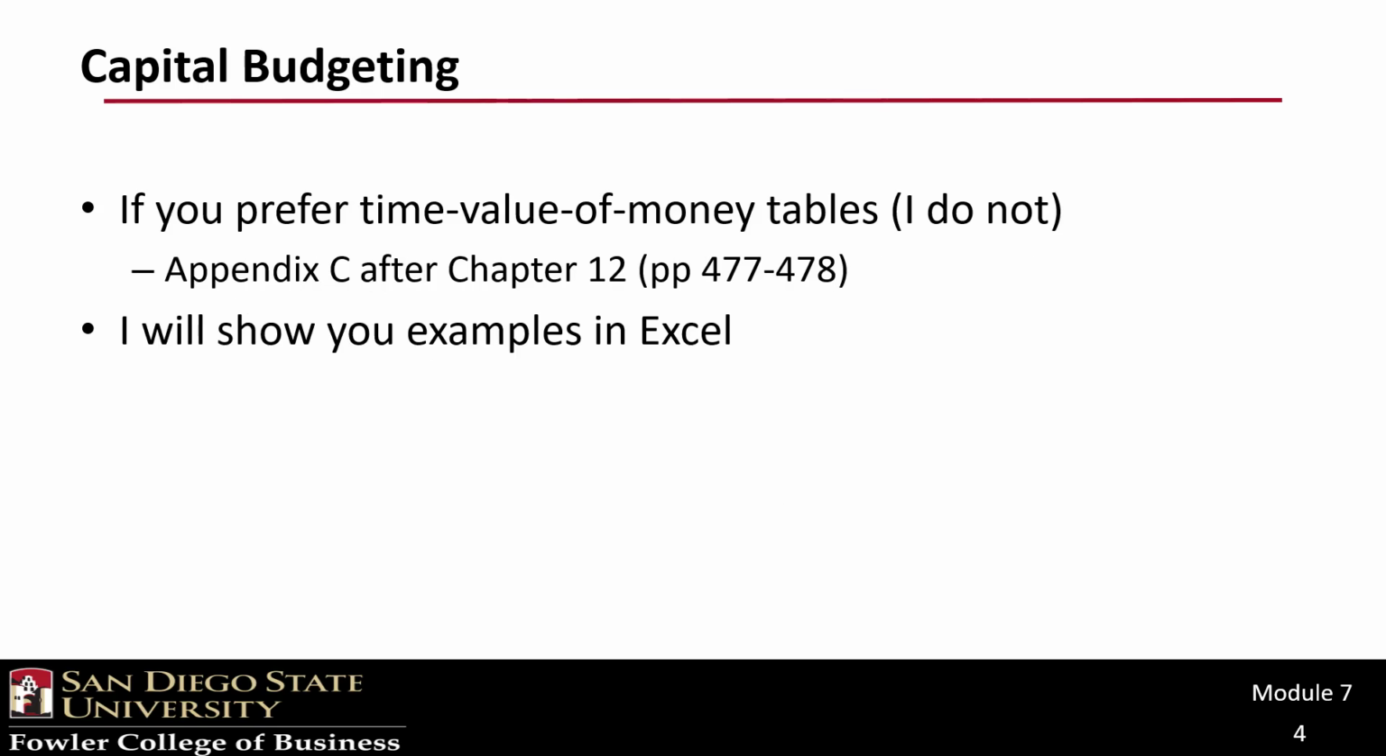So if you prefer time value of money tables, which I do not, you can find them in Appendix C at the end of Chapter 12. But I'm going to show you these examples in Excel because the tables are a bit of a throwback to a time when Excel and the basic financial calculator couldn't do these things for you. Any decent business person probably should not be referring to time value of money tables at some point in their career. So no better time than the present, but they are there if you need them.